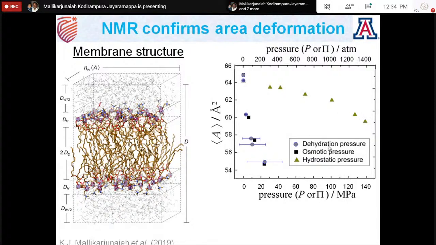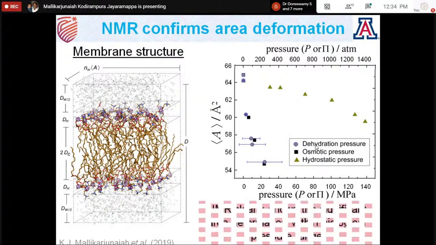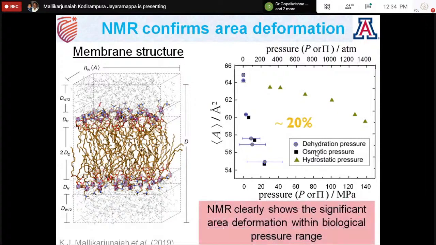At that point, what did they do? They kept on applying a piston type of pressure to the system, hydrostatic pressure. But when we measured cross-sectional area, we applied both dehydration pressure as well as osmotic pressure. Please remember that for dehydration pressure, I manually kept on taking water away from the system.